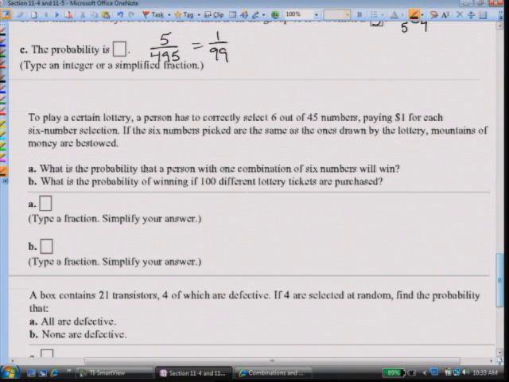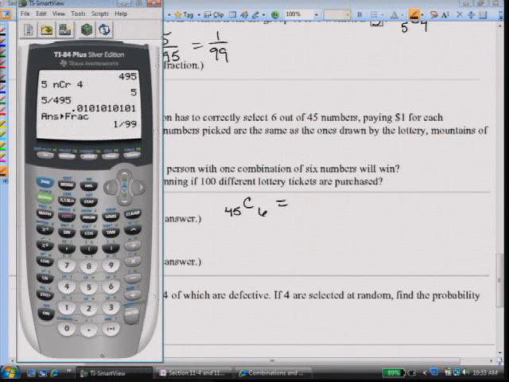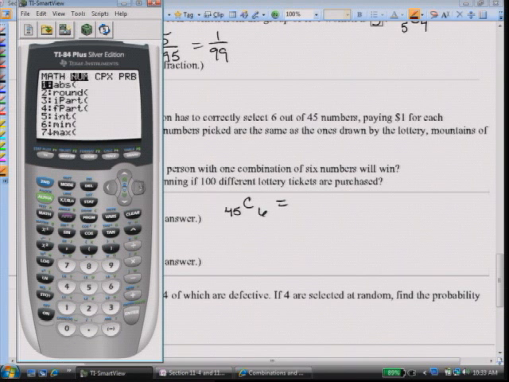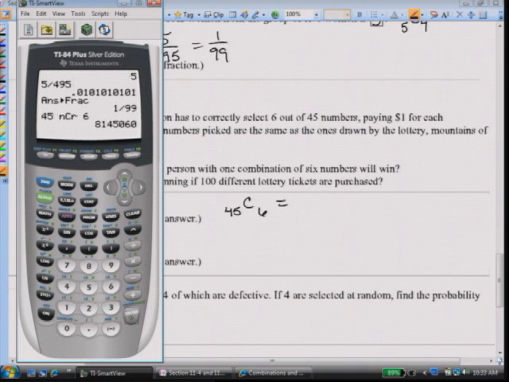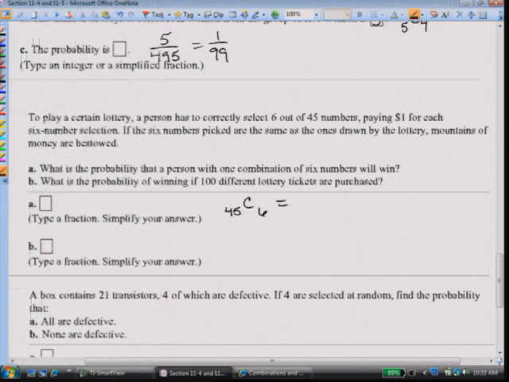Okay, well, apparently order doesn't matter. And so we have 45, and we're going to choose 6. So we do 45 choose 6. That's going to be all the different combinations of 6 numbers when order doesn't matter, out of 45. So we do 45, and then we do math, we go over to probability, and we're going to choose 6. So 8,145,060.